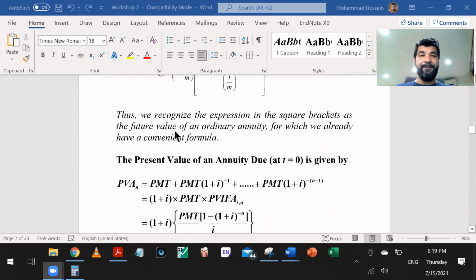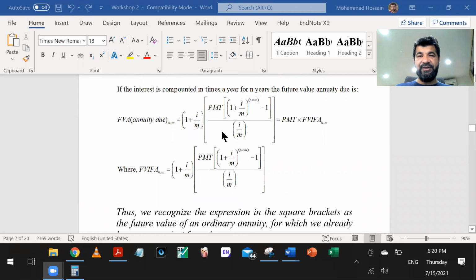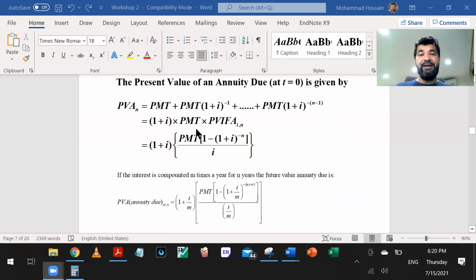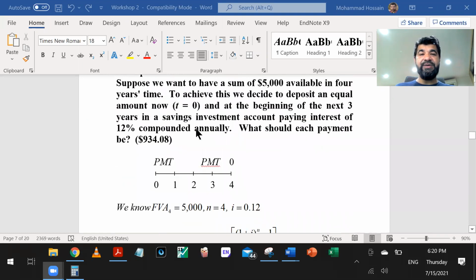I'll recognize the expression in the square bracket as the future value of ordinary annuity, which is the convenient formula we already used. This ordinary annuity formula multiplied by 1 plus i by m gives you the annuity due. That's it. Now let's do an example here.